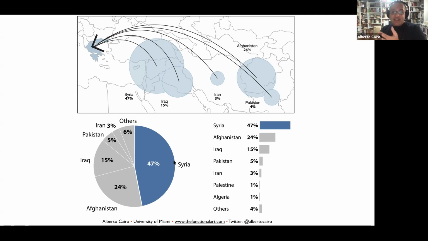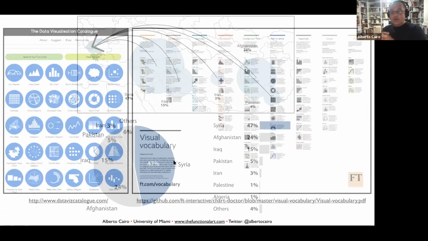My first book is titled The Functional Art for that reason. I think that visualization is an art, but it also has a very important functional component. We need to think about what the visualization is for. And based on the answer to that question, then we shape our data in one way or the other.